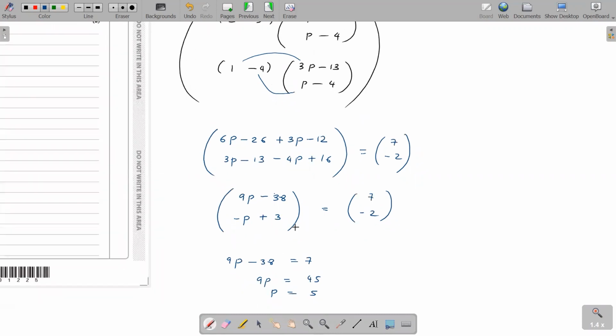Or else if you use the other one, do you think you'll get a different answer? Minus p plus 3 equals minus 2, p equals 5. Same answer. Do you agree with me? So the p answer is equal to 5. Okay. Next one.